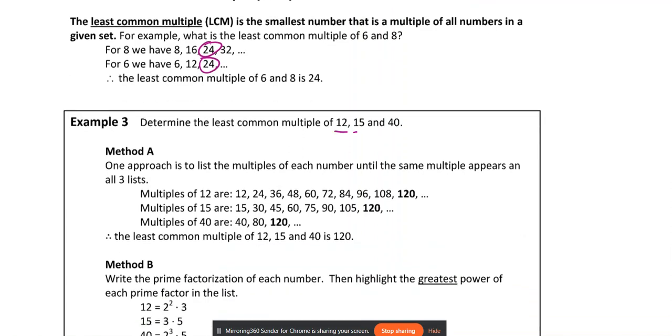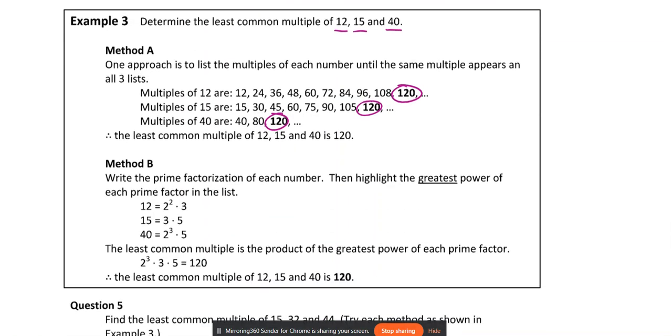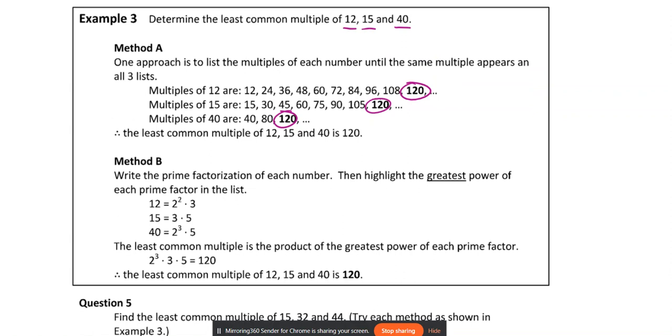If you had 3 numbers, it becomes even less likely to find them though. So I really don't recommend this approach if you have 3 numbers. This one wasn't too bad. You could keep going up by 12s, 15s, and 40s, and the first one that repeats is 120. But sometimes, especially if you use 3, you're not going to get a repeat for a long time. You might write out an entire page and still not get a repeat, right? So this method would be a long one. I wouldn't recommend that.